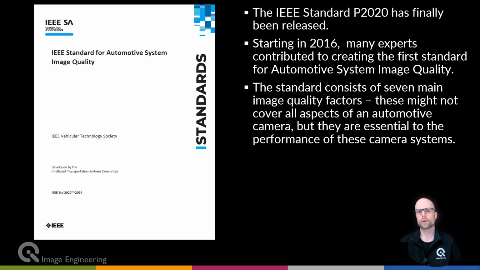The standard consists of 7 main image quality factors. That doesn't mean that these are all that you should care about, but these are what the work group decided are very important ones, and these are the ones where we saw that it needs to be addressed in standards. So that's why these have been defined. They are essential, and I think it is important to test some or all of them depending on your project needs. So let's jump into each of these image quality factors that the standard provides.